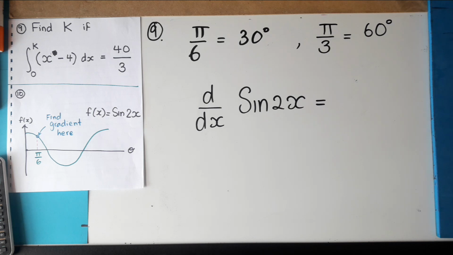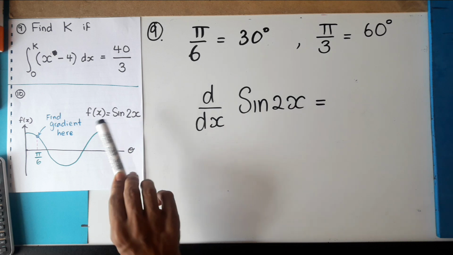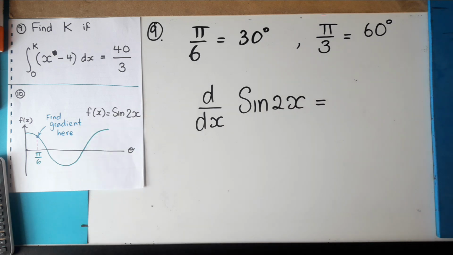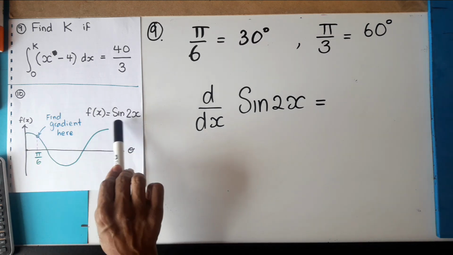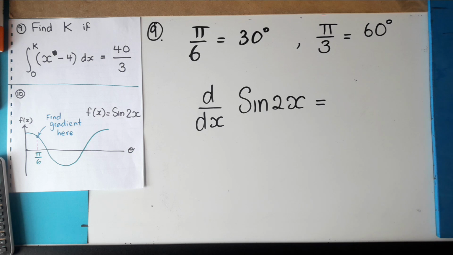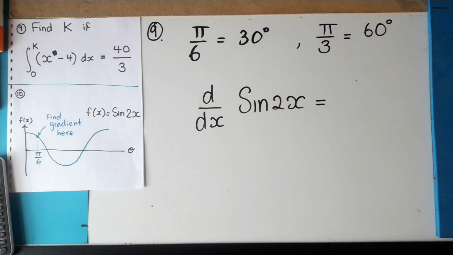Alright, so the next question is a differential question. So the examiner gave us a curve here and told us that the equation of this curve is f(x) equal to sine 2x. Now, I just drew a curve here. In reality, sine 2x will not look like this, but it won't affect the question. What they want us to do is find the gradient at this point.